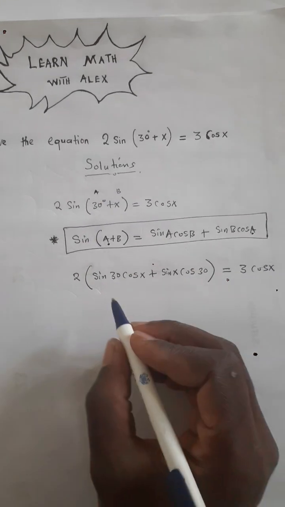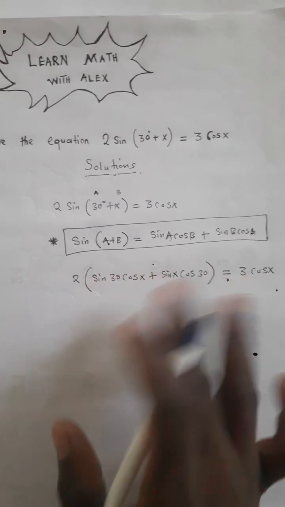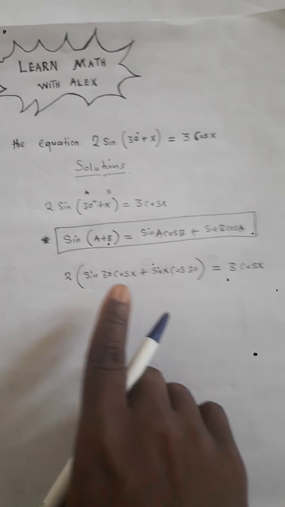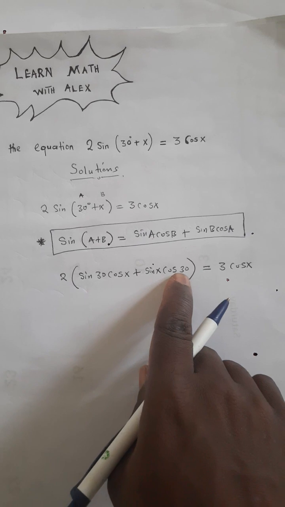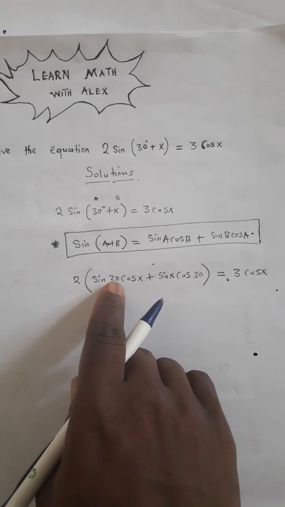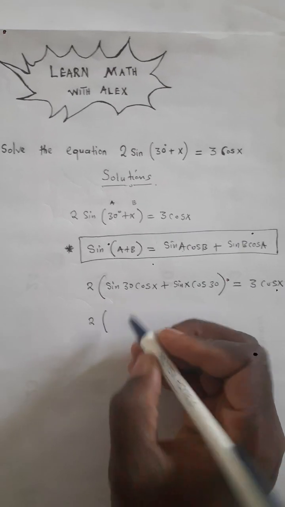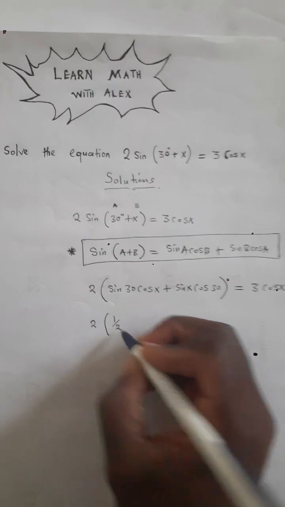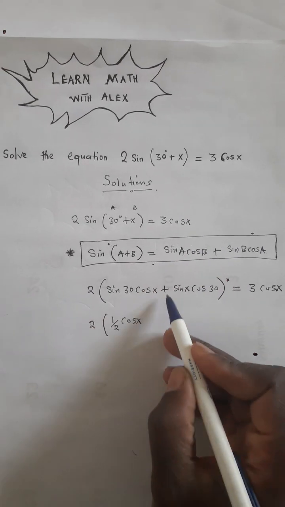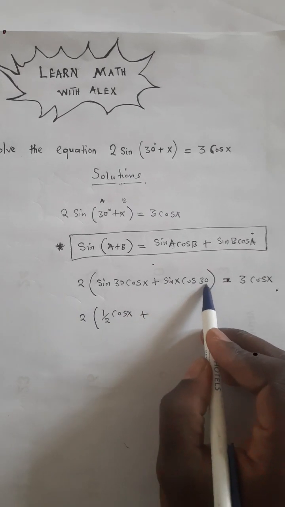In this case, we're going to open the brackets. Before you open the brackets, you can punch this and also that. If you've done special angles, you know the special angle for sin 30. So this is 2 open bracket, sin 30 is half, 0.5, then cos x, then plus sin x, then cos 30 is what?